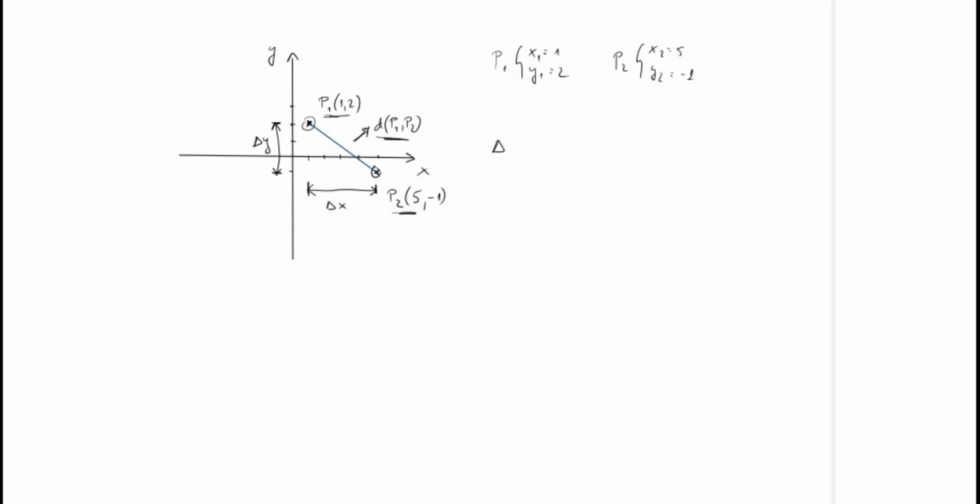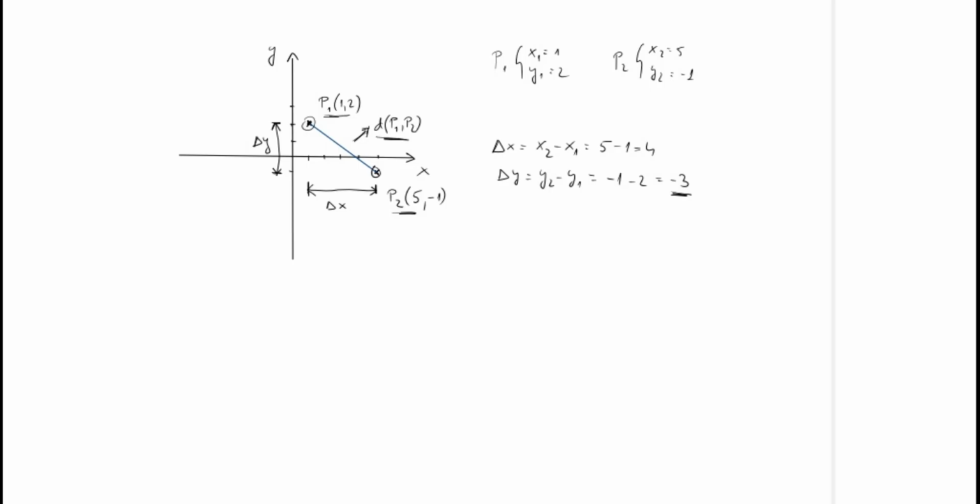So delta x can be calculated as x2 minus x1, which is 5 minus 1, which is 4. Delta y will be calculated as y2 minus y1, which is -1 minus 2, and it will be -3. Of course, if we look at this delta y as a distance, it will always be a positive number or 0, but for now we can leave it like this, -3.